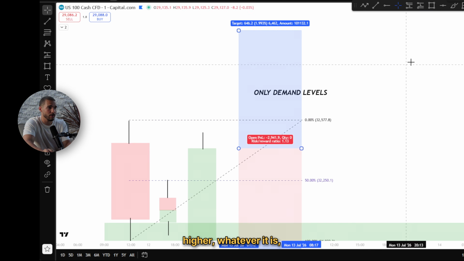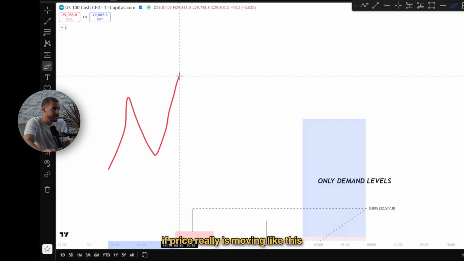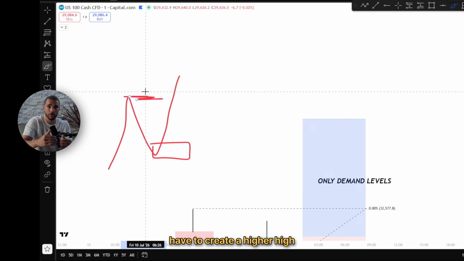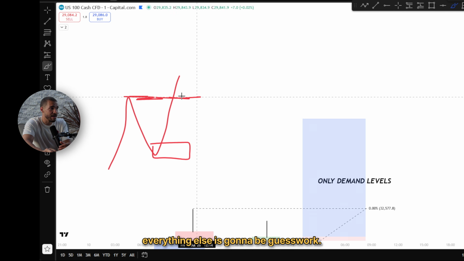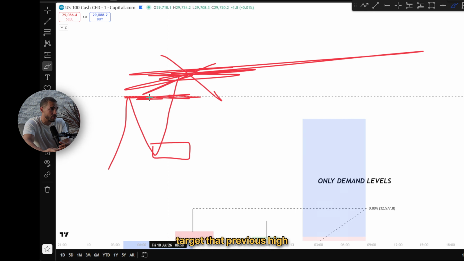at the previous high or whatever it is, because think about it. If we are moving in an uptrend, right? If price really is moving like this and we're entering at this level here, all we know is that we have to create a higher high if we really are bullish. Everything else is going to be guesswork. So all this, I don't care about at all. I just look to target that previous high.